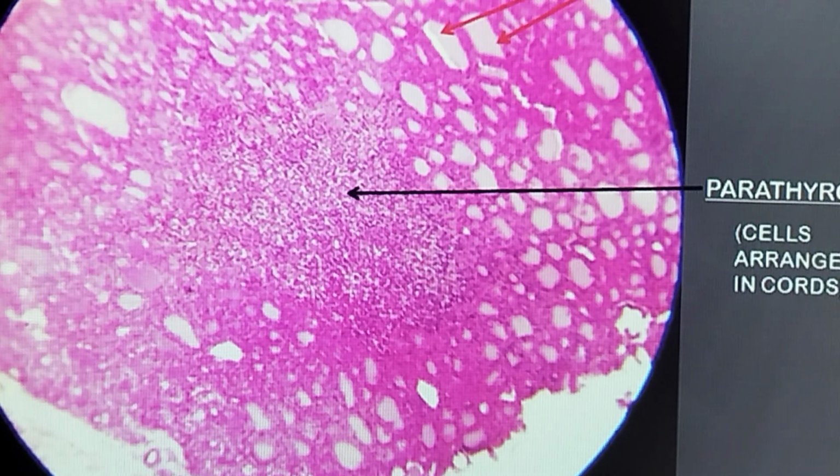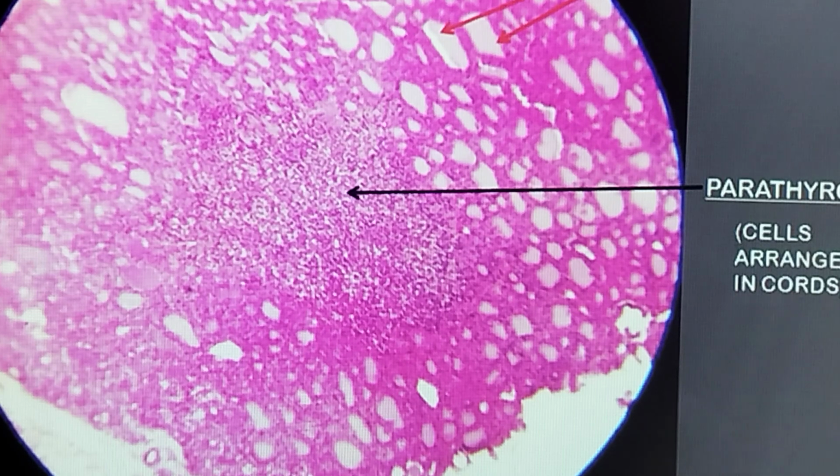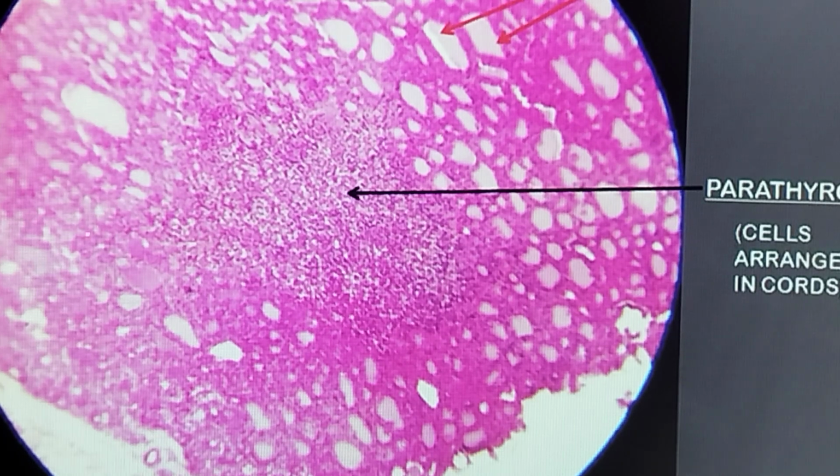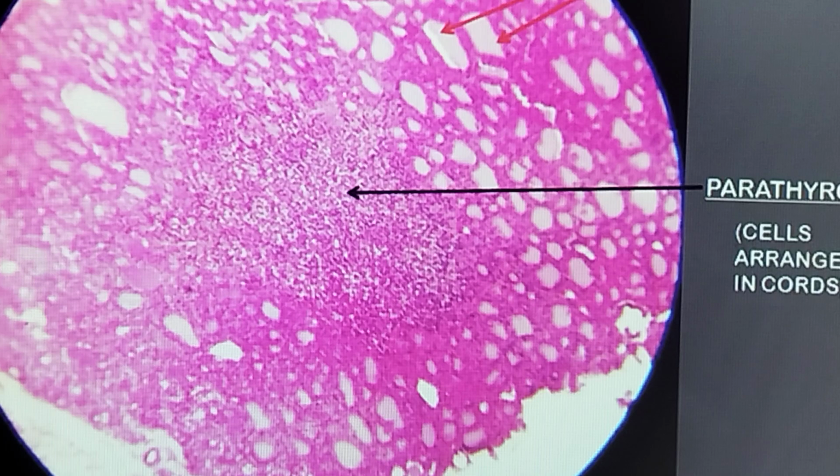So the parathyroid gland has cells which are arranged in the form of cords. So here you can see a lot of cells which are arranged in the form of cords, and you can see the surrounding thyroid gland. So this is how you identify the slide of the parathyroid gland.